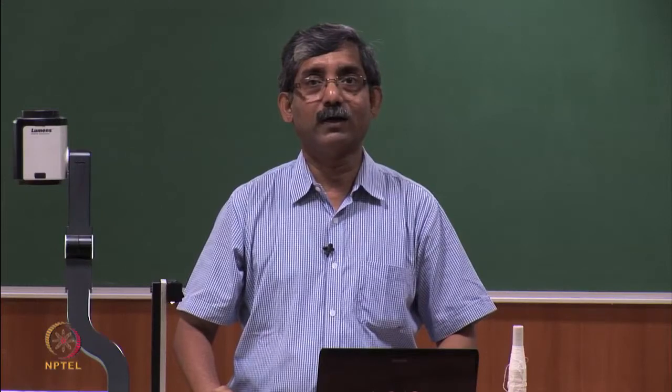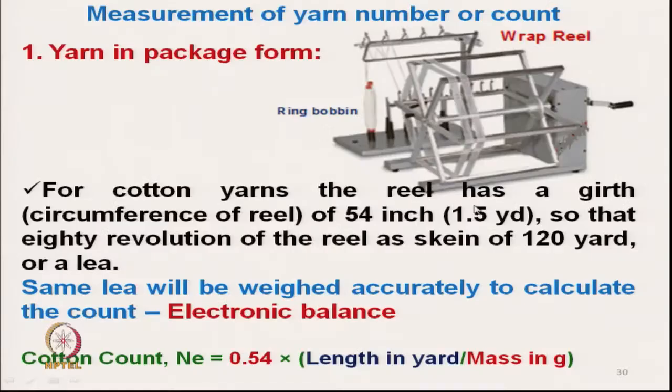Now, for cotton yarn, the reel has a girth, that is circumference, of 54 inch, that is 1.25 yards. So 80 revolutions of the reel give a skein of 120 yards. 120 yard is normally termed a lee. So 80 turns give us 120 yard.